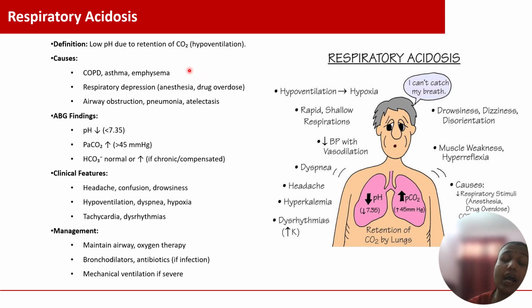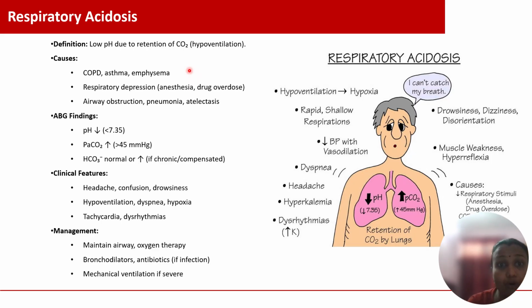Respiratory acidosis occurs when the lungs cannot remove enough carbon dioxide. This is very important. When our lungs cannot remove enough carbon dioxide, what will happen? Carbon dioxide stays in our blood and combines with water, forming carbonic acid, and the blood becomes more acidic.